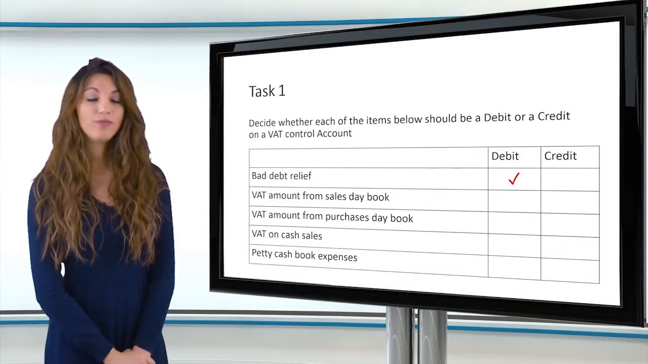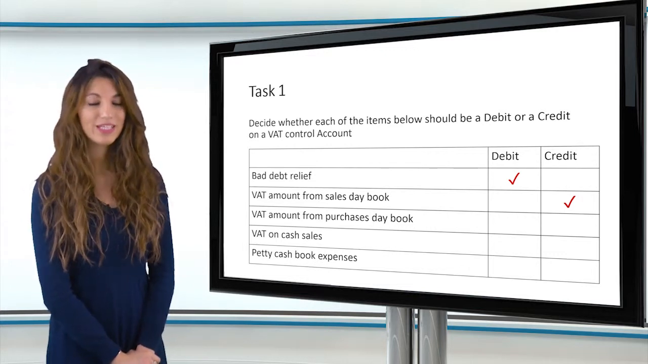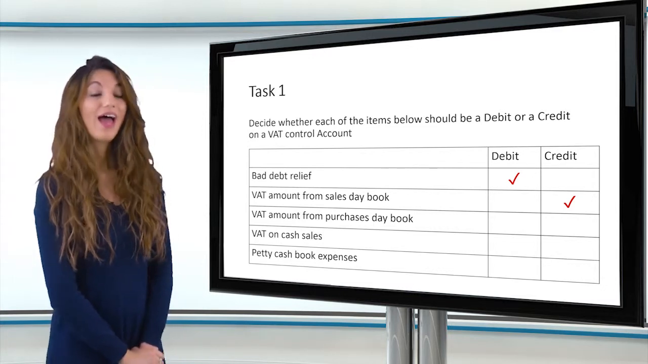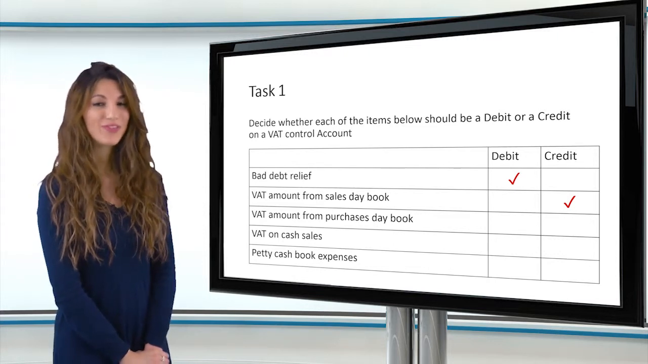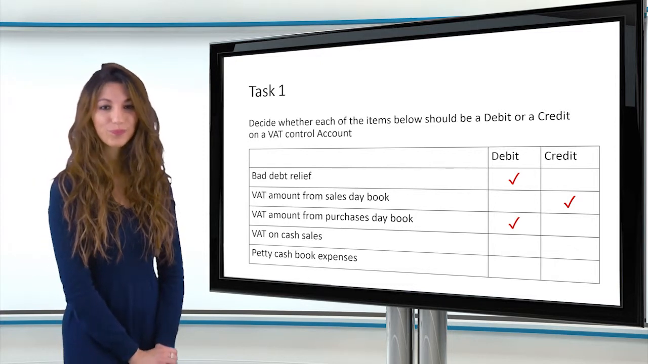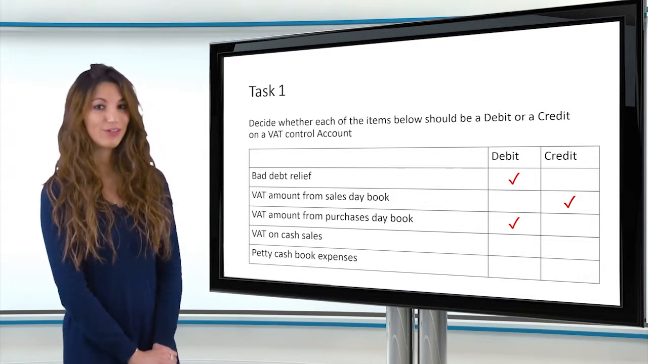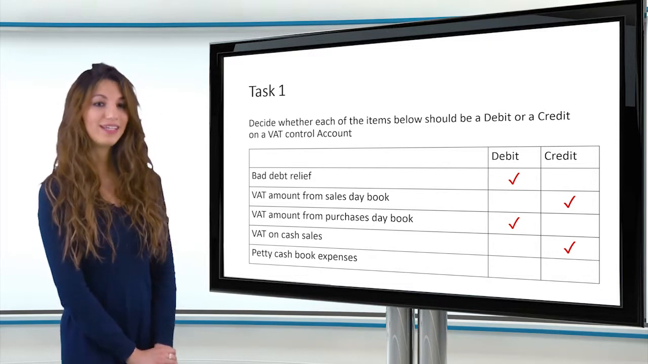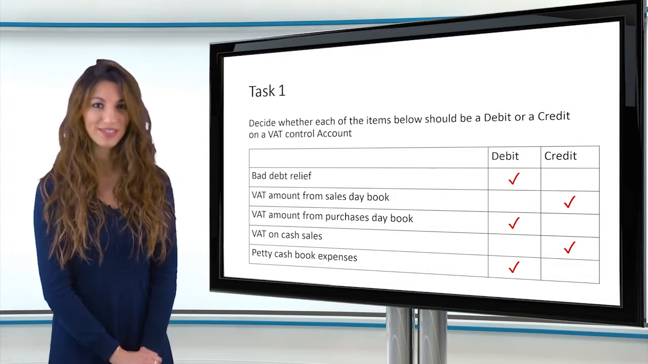The VAT amount from the sales daybook, where does this appear? Well, it appears on the credit side of the VAT control account. How about the VAT amount from the purchases daybook? Well, this will appear on the debit side of the VAT control account. How about the VAT on cash sales? Well, the VAT on cash sales will appear as a credit. And finally, your cash book expenses will appear on the debit side.